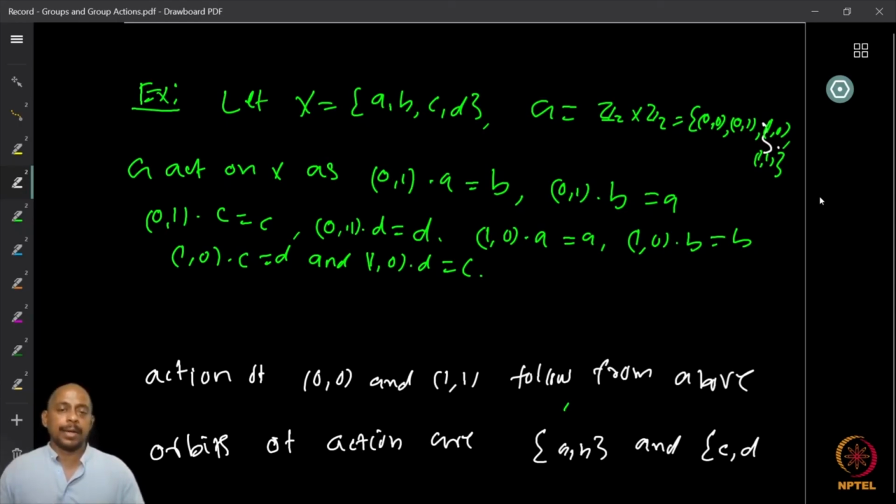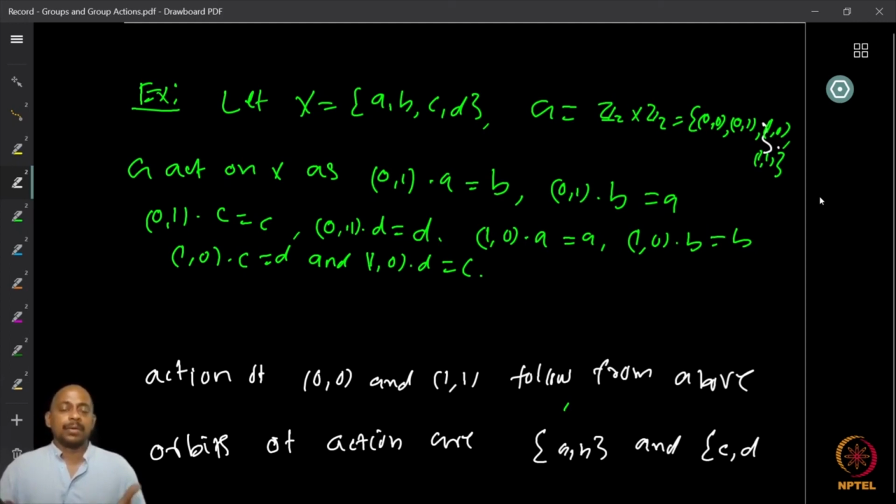So, we are going to define an action. G acts on X as follows: (0,1) takes A to B. Okay, (0,1) is just an element of G. It takes A to B, and it takes B to A. And similarly, (0,1) takes C to C, and D to D. Now (1,0) takes A to A, B to B, C to D, and D to C.